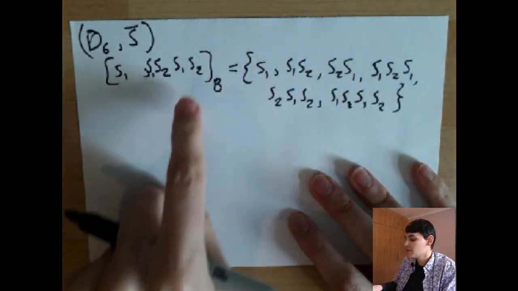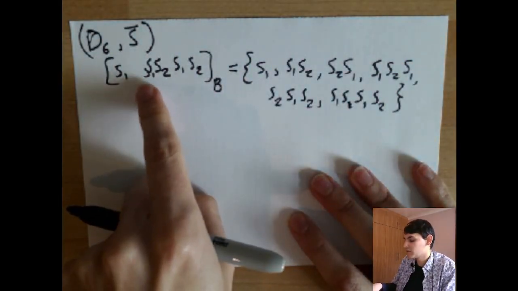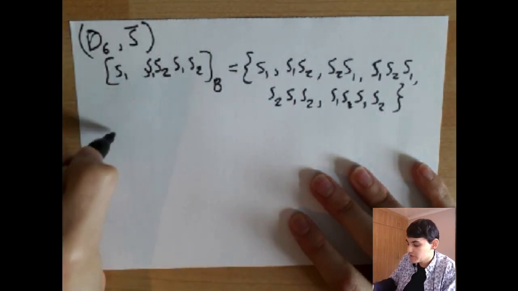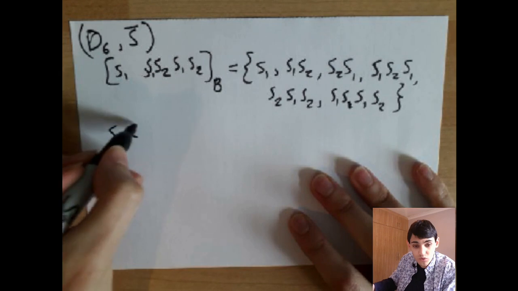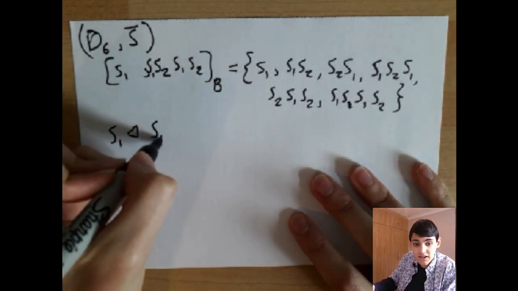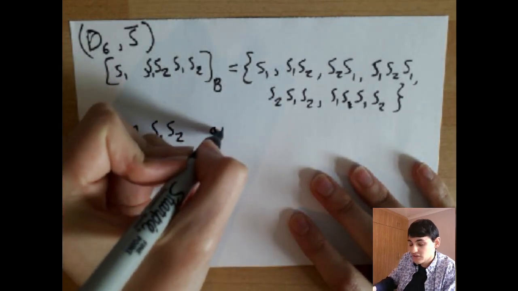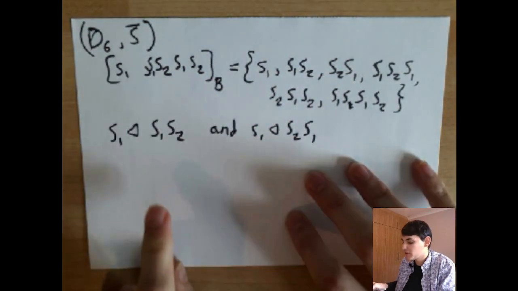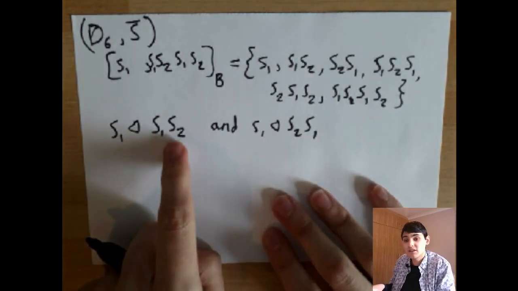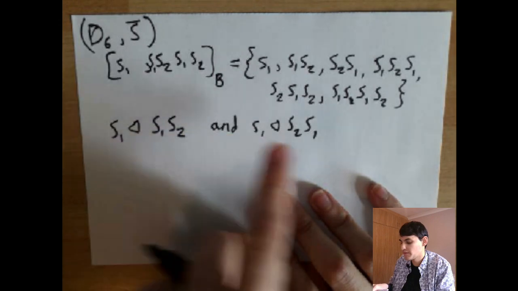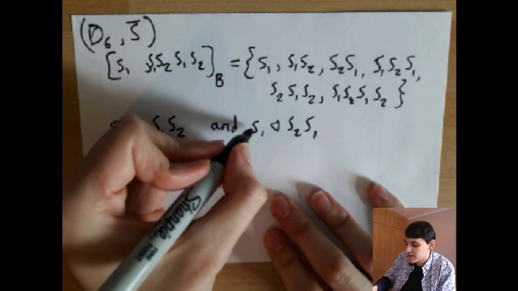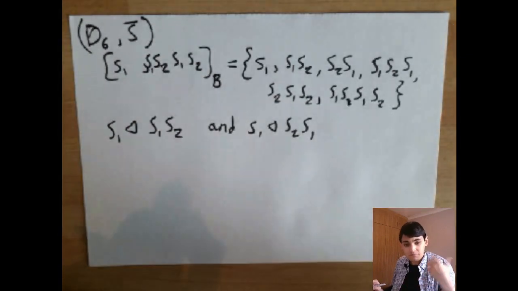Basically all the subwords that contain S1. And we can also look at coverings. S1 is covered by S1 S2, and S1 is also covered by S2 S1, because you can multiply by S2 on the right hand side here and you get S1 S2, and S2 on the left hand side here to get S2 S1 as well. That's what covering is.